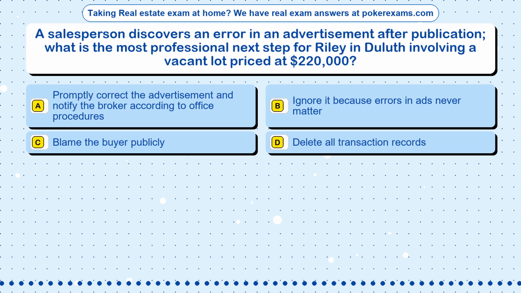Question 9. A salesperson discovers an error in an advertisement after publication. What is the most professional next step for Riley in Duluth involving a vacant lot priced at $220,000? Option A, promptly correct the advertisement and notify the broker according to office procedures. Option B, ignore it because errors in ads never matter. Option C, blame the buyer publicly. Option D, delete all transaction records.